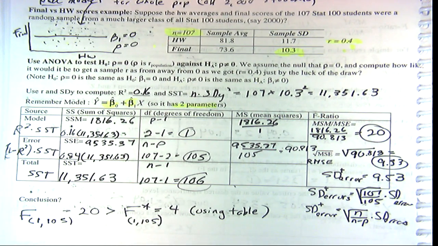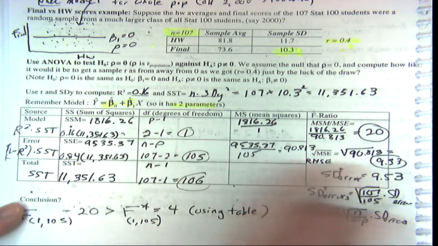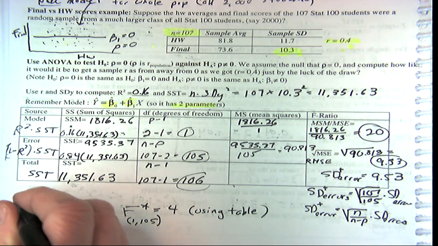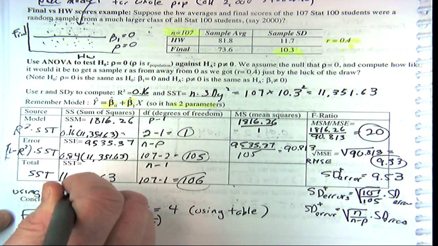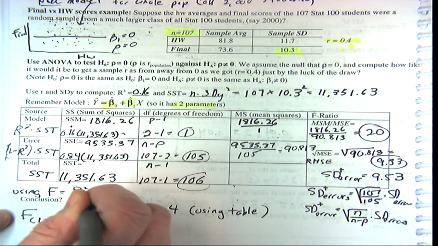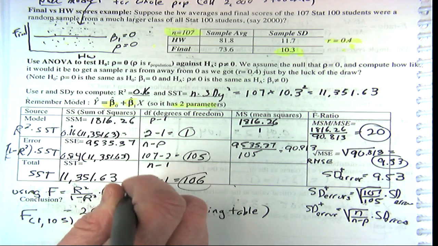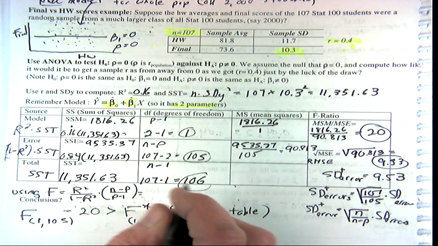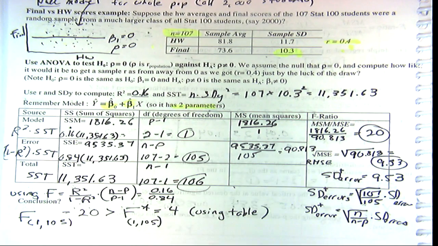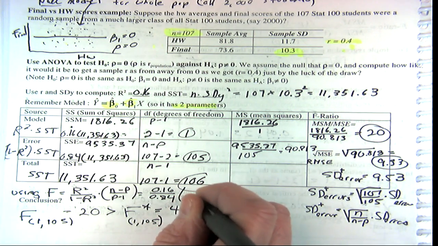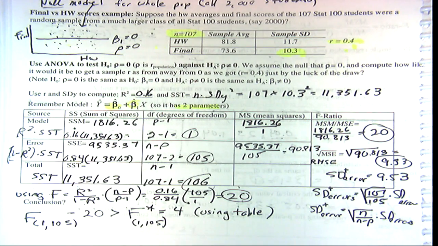Okay, so I just also want to show you that you could have done this whole thing much easier. If I didn't ask you to fill out the table and you knew the same information, you could have said using that F is equal to R squared over 1 minus R squared times n minus p over p minus 1. Look what you could have done. You could have just said 0.16 over 0.84 times 105 over 1, and that's 20, and that's much easier to do. So you could have done it that way.